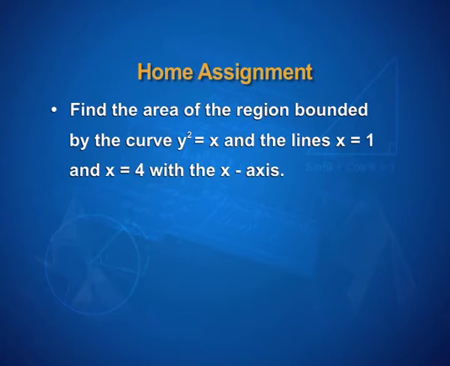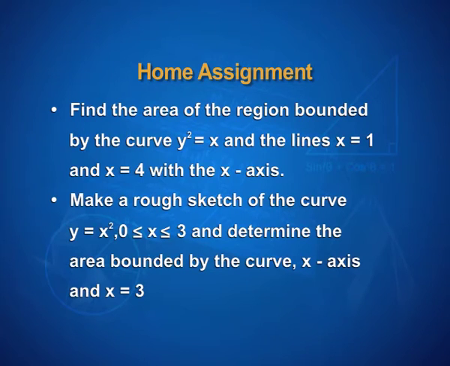Here students, there are some questions for the home assignment for you. Question number 1. Find the area of the region bounded by the curve y squared is equal to x and the lines x is equal to 1 and x is equal to 4 and the x axis. Question number 2. Make a rough sketch of the curve y is equal to x squared with x lying between 0 and 3 and determine the area bounded by the curve, x axis and x is equal to 3.